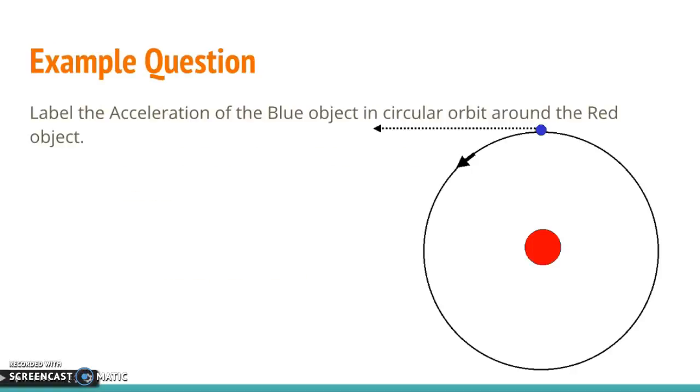Example question you might see, where our little red dot could be our sun and the blue dot is Earth. So we're orbiting around the sun. Label the acceleration of this diagram. So blue will point towards the centripetal acceleration, will point towards the red dot, and velocity would be tangential to the orbit. So it's always going to be pointing away, like you see in this picture.